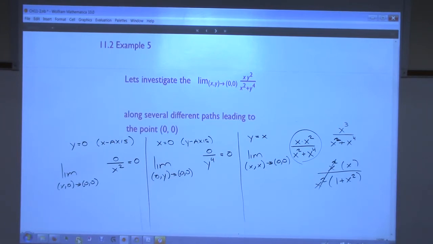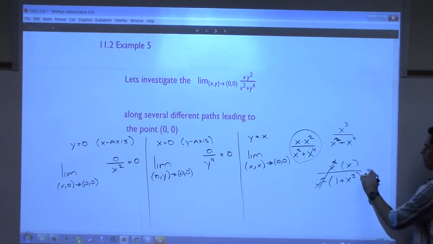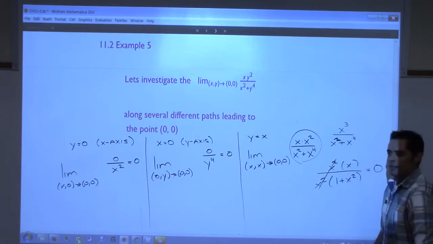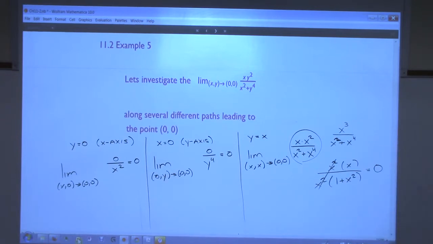So what happens here? If x goes to 0, what happens here? You get 0, don't you? Does that help you? No, that didn't help. So what next? What's your next path?